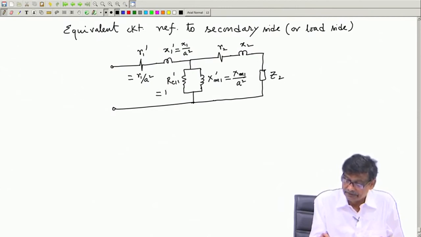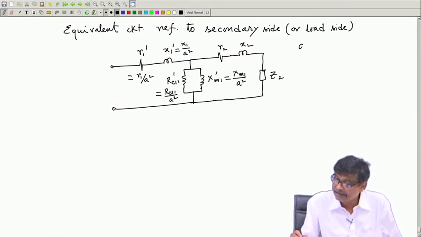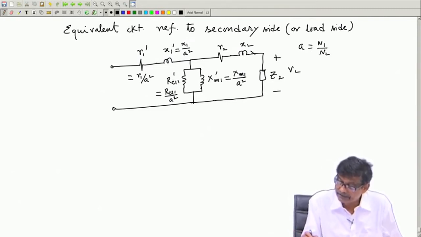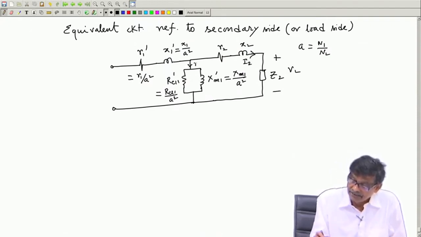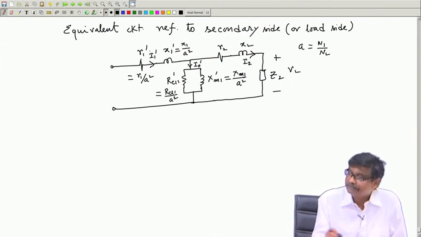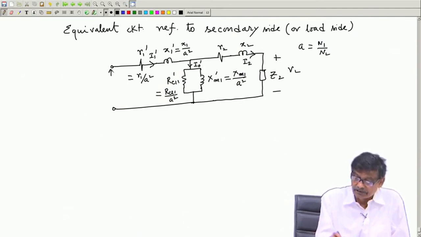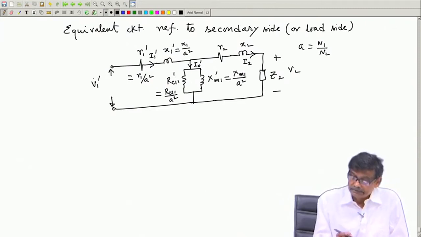And what is this one? RCL 1 by A square. What is A? A is N 1 by N 2. What is this voltage? V 2. What is this current? I 2. What is this current? I 0 dashed. And what is this current? I 1 dashed, reflected here. And what is this voltage? It should be V 1 dashed. And what is this V 1 dashed? It will be actual V 1 by A.